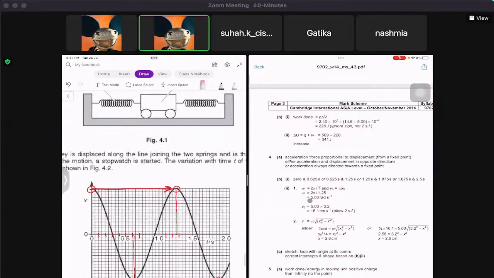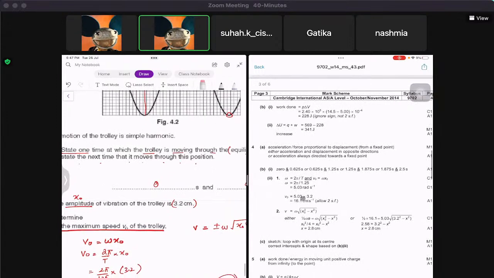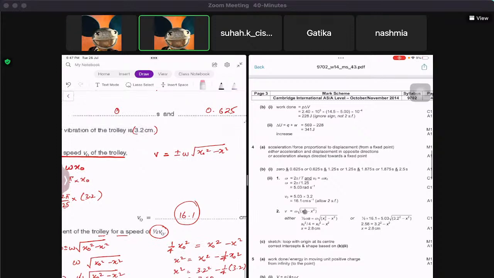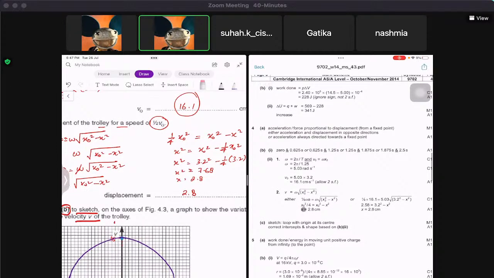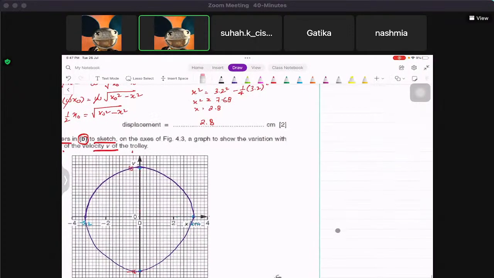And then you see we got 16.1, that's great. And then displacement was 2.8. And then in this one they say sketch a loop with origin at its center, correct intercepts and shape based on this. So your shape should be like this. Is it clear, everybody? Any questions? So they don't want you to go into any complexity, just remember this. All right.